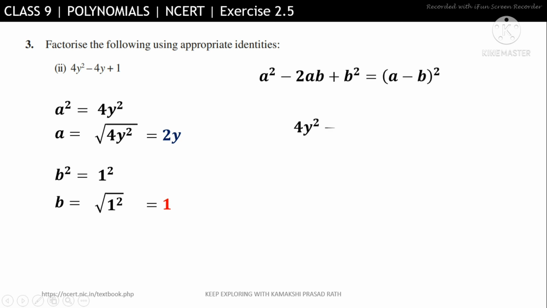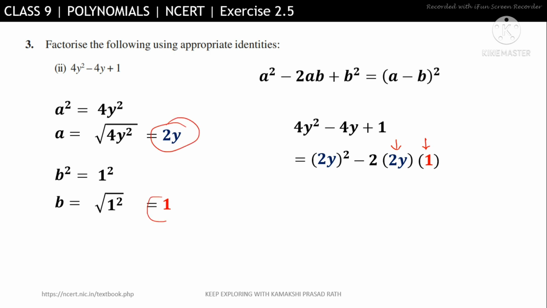So we have the question 4y squared minus 4y plus 1. The first term is a square term. So 4y squared should be written as 2y whole squared minus 2ab. So minus 2 into a into b. So here a is 2y and b is 1. We can see here a is 2y and b is 1. 2ab, so we can check it always. So here we have to get minus 4.